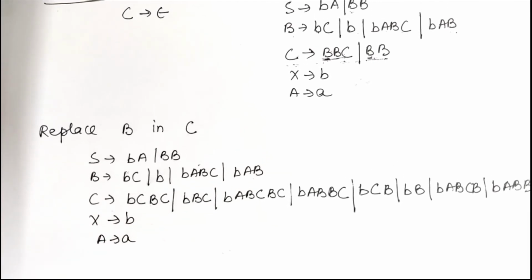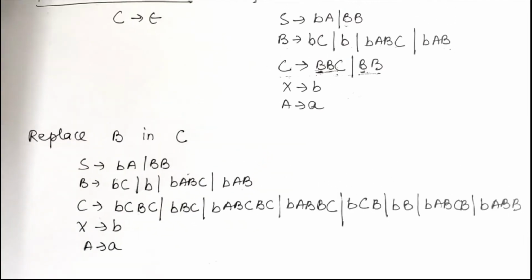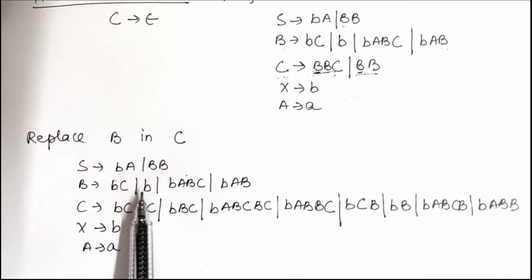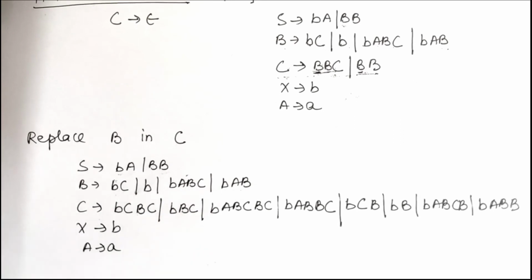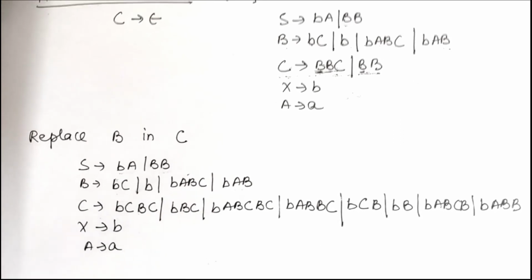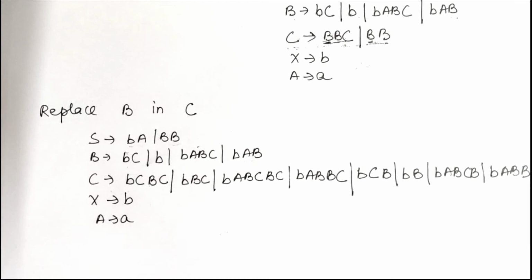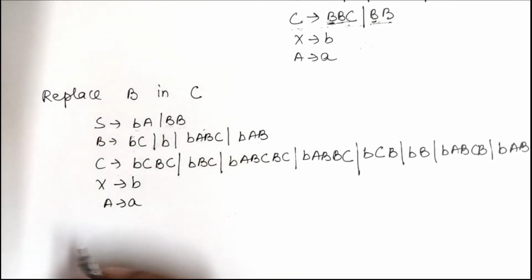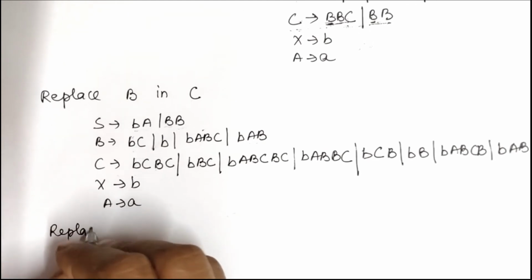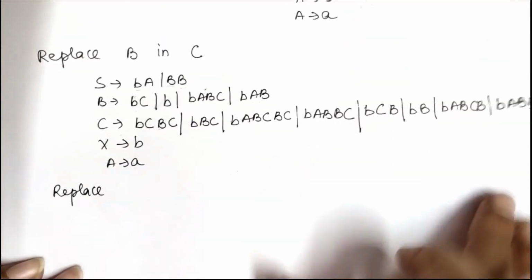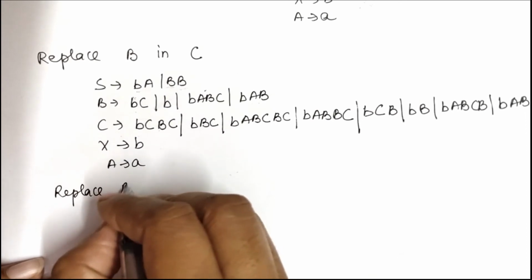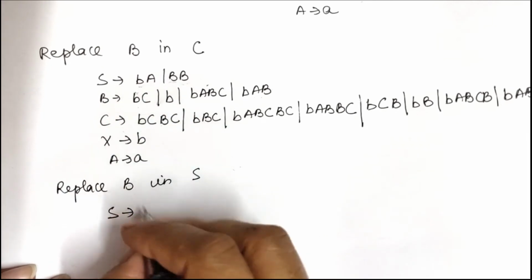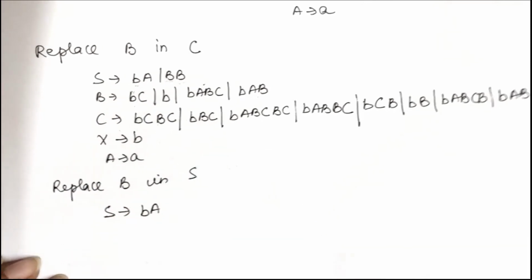Now check whether all the grammar are in the GNF form. See here, this is in GNF, this is not in GNF, this is GNF, GNF, GNF, GNF, all these grammar are in GNF. So for the remaining grammar which is not in GNF, we have to substitute this B value again in the S production. So replace or substitute the value of B in S. So S derives small a and capital A will remain as it is.